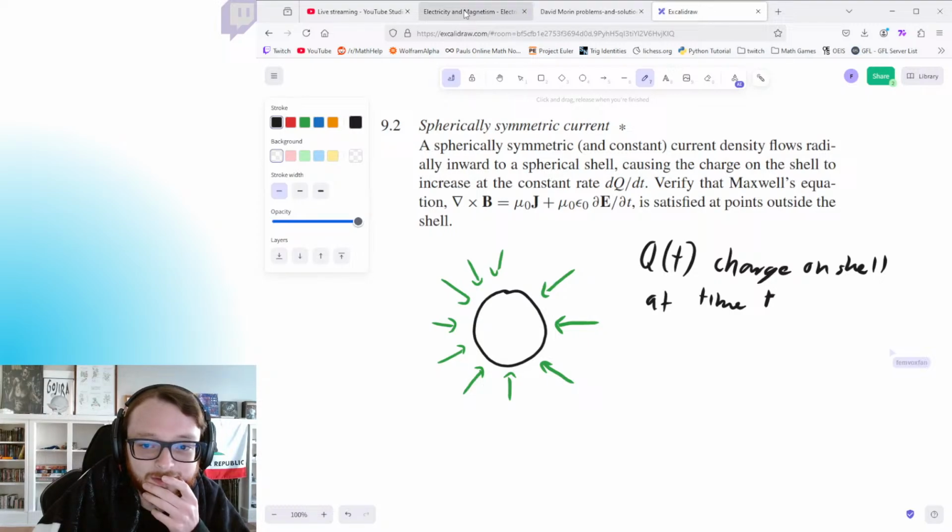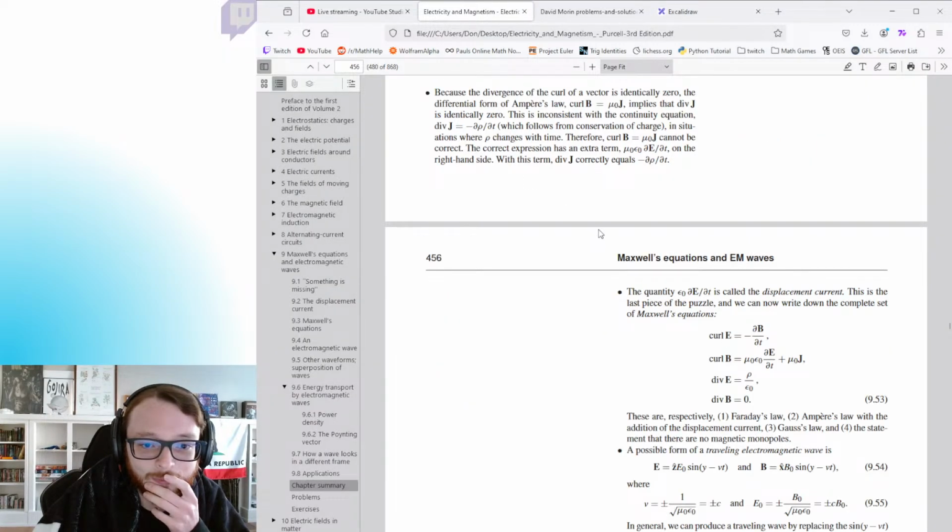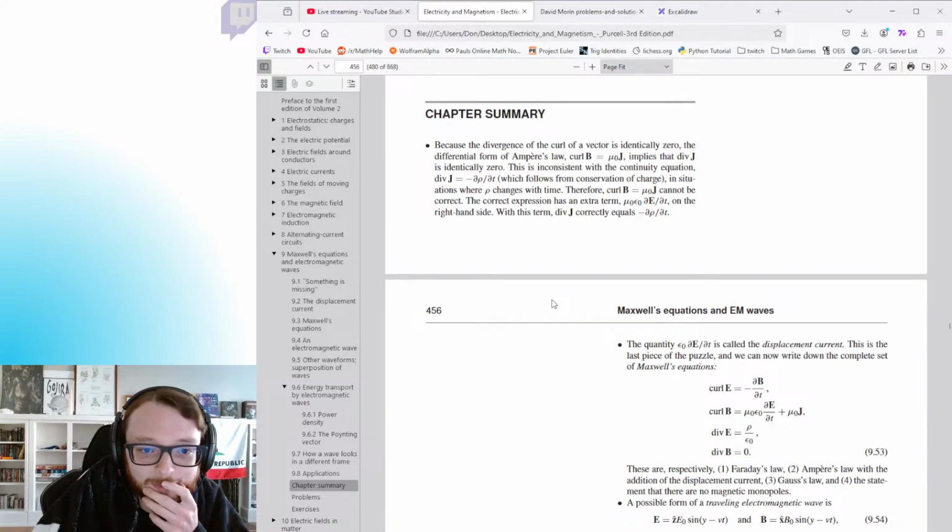Yeah, I mean, I don't quite know what we're expecting to get. This is a 1-star problem, and I'm not sure how to start. Maybe all we have to do is somehow define the J and the B and the E and show that if we plug them into that equation, it works. I don't know.